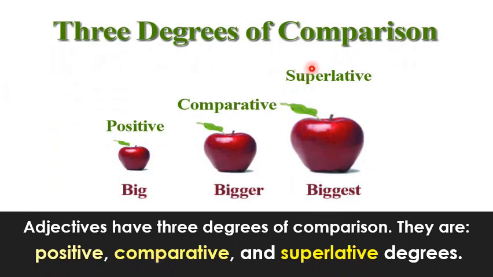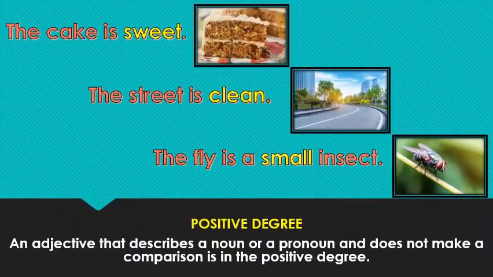There are 3 degrees of comparison of adjectives. We have the positive degree, the comparative, and the superlative degree. Let's first tackle the positive degree of adjective. When the adjective describes a noun or a pronoun and does not make a comparison, it is in the positive degree. For example, the cake is.